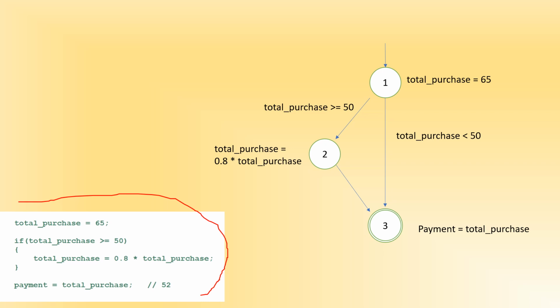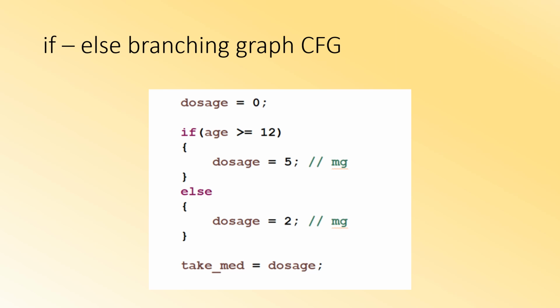So we will extend this example a little bit more. Let's say there is some medicine, and how much we take depends on age. If you are at least 12 years old, or older than 12 years, then you take 5 milligrams of that medicine. And if you are under 12 years of age, you take only 2 milligrams of that medicine. So this is the program.